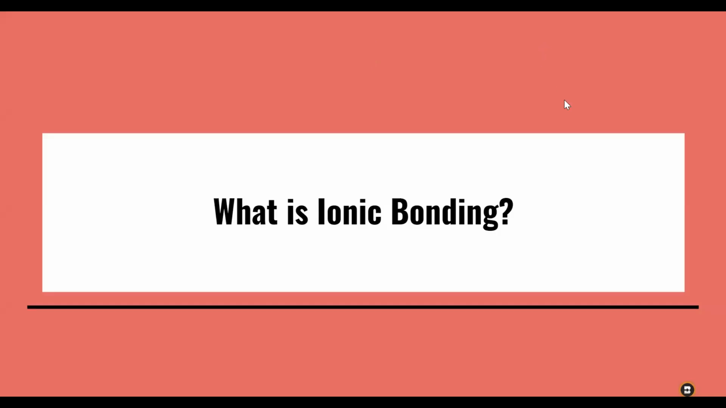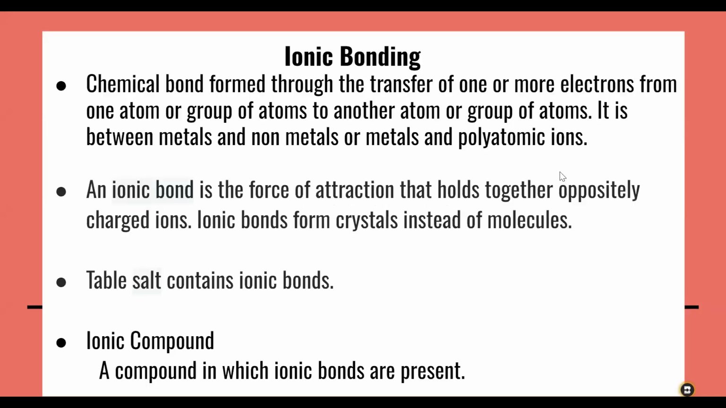So what is ionic bonding? We saw it in the simulation. It's a chemical bond formed through the transfer of one or more electrons from one atom or group of atoms to another atom or group of atoms. It is between metals and non-metals, or metals and polyatomic ions. We will come to what a polyatomic ion is in another video. So ionic bond is the force of attraction that holds together oppositely charged atoms.